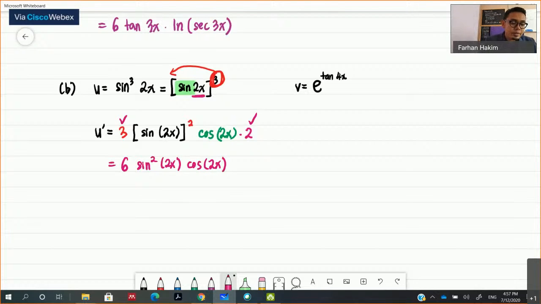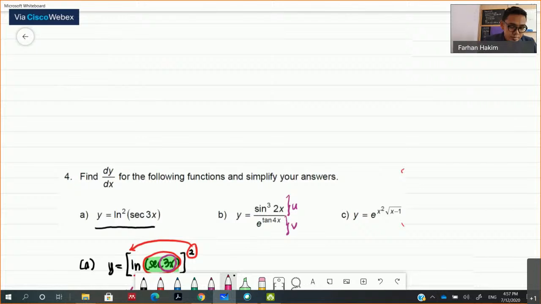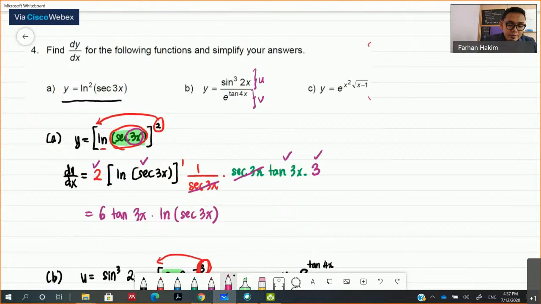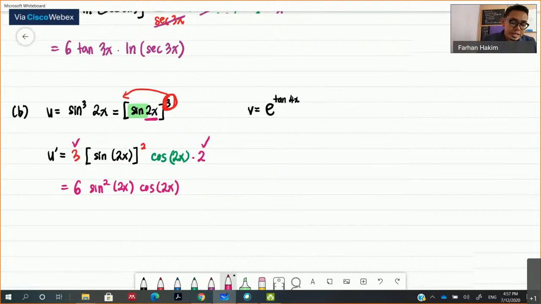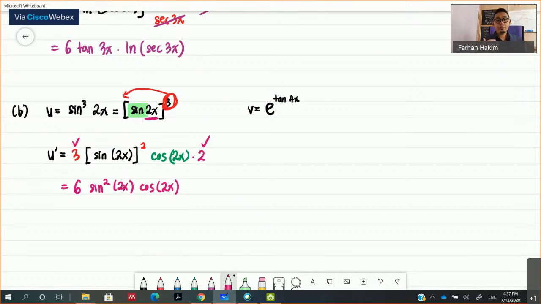So we are done with differentiating u, right? So now we have to consider the v. So we have to differentiate v. In this case, to get v prime, we have to differentiate e first. So we know that differentiating e will give us the same function. In this case, it will give us e to the power of tangent 4x.